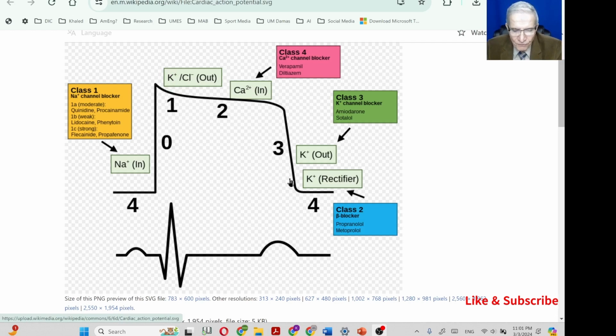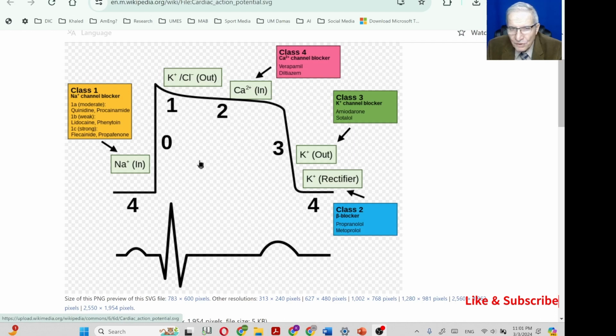Then we move to phase 2, where calcium predominates. Calcium starts entering the cells and causes the plateau, which is a balance between calcium and potassium. In phase 3 the calcium channels close, and at the same time a large amount of potassium leaves the cells and causes hyperpolarization.